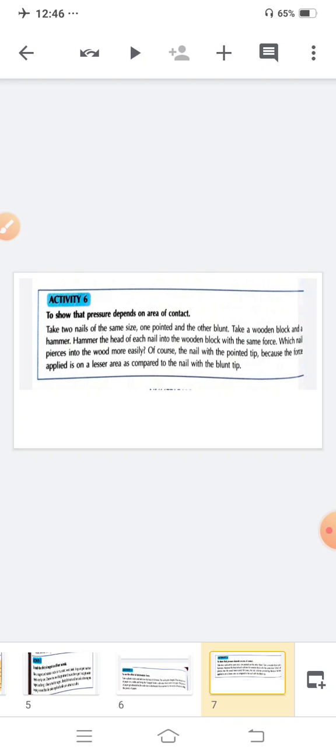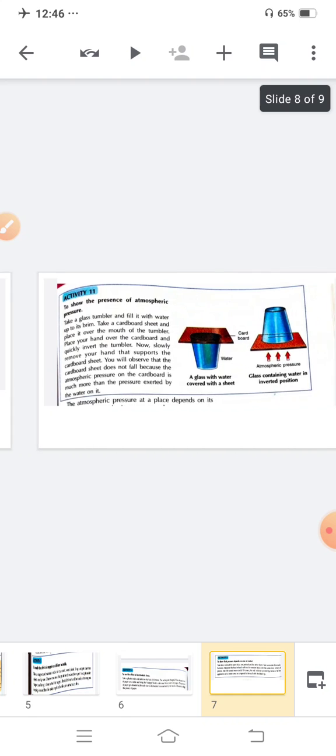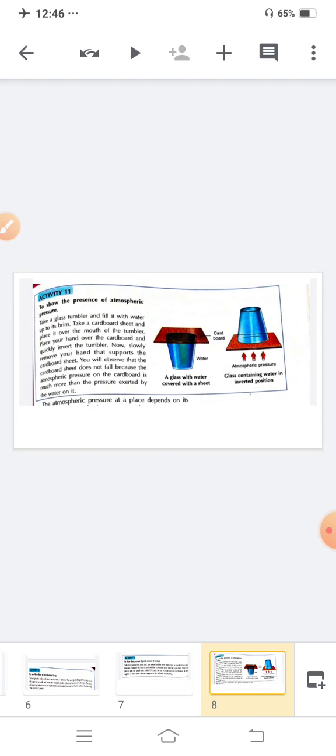Which nail pierces into the wood more easily? The sharp one, because the force is applied over a lesser area as compared to the blunt tip. So if the area is less, the pressure you apply is more as compared to a larger area. Clear?